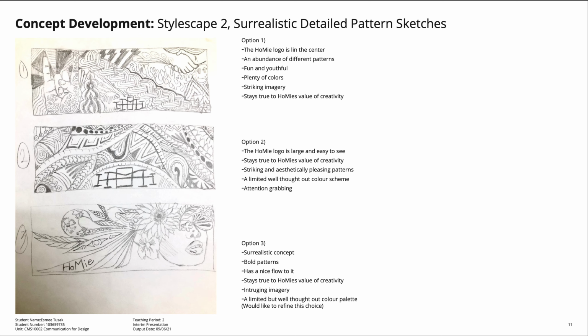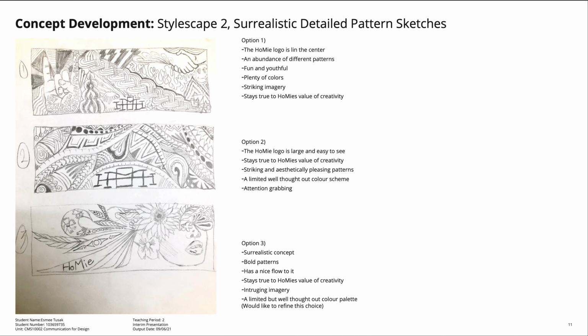Option 3 is very different to the other two I drew, as it's based on more of a surrealistic idea which I wanted to explore. I think that the flowers and the filigree patterns have a really youthful quality to them, as well as creating a smooth and flowing composition. This is why I would like to further refine this option.